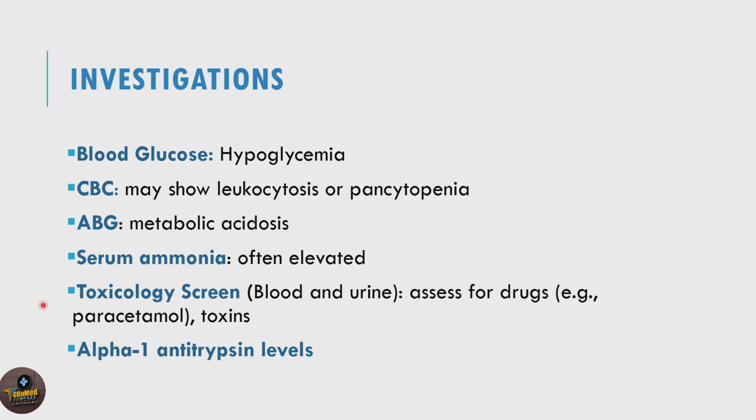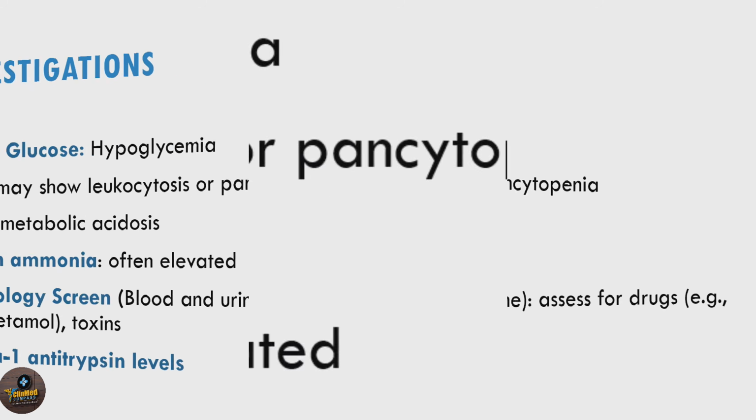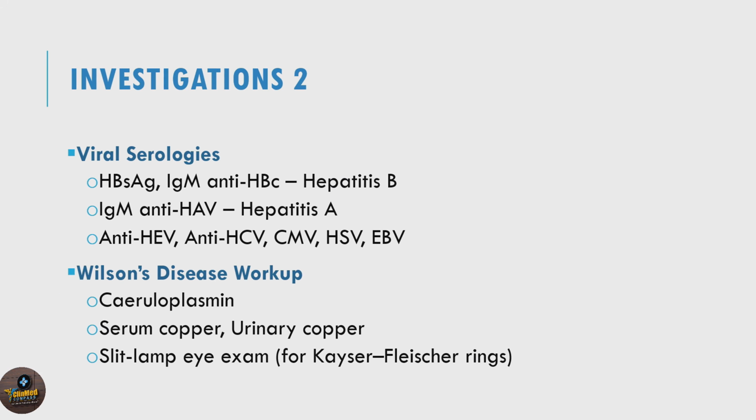Check for alpha-1 antitrypsin levels if considering rare metabolic causes like alpha-1 antitrypsin deficiency. Screen for viral etiologies: for hepatitis B, surface antigen and IgM anti-HBc; for hepatitis A, IgM anti-HAV. Consider anti-HEV and anti-HCV. Also screen for other viruses like cytomegalovirus, herpes simplex, and Epstein-Barr viruses.